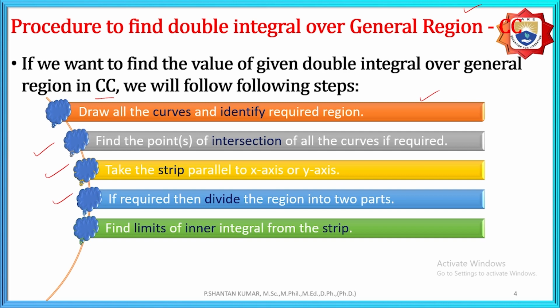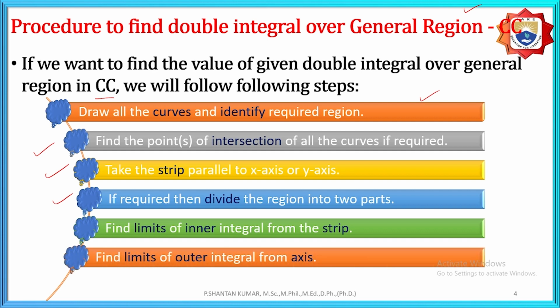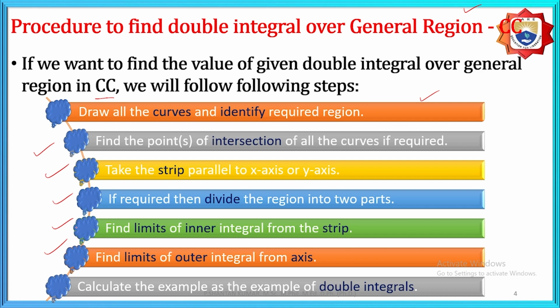That means with the help of the given curves, what is the inner strip, and after that, what is the outer strip. Depending on whether we take the strip parallel to the x-axis or the y-axis, we need to identify what is the inner and what is the outer. Inner is always the nearest to the origin, and the outer is the farthest from the origin. That is the meaning of inner strip and outer strip. Based upon this, we need to calculate the example of the double integral.